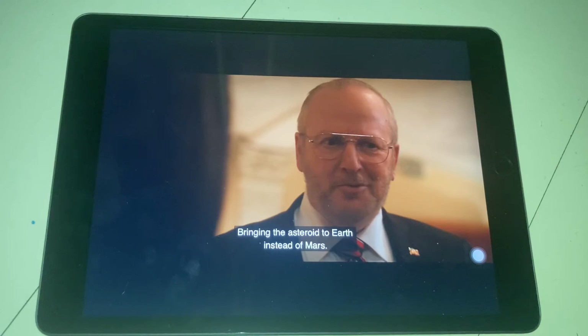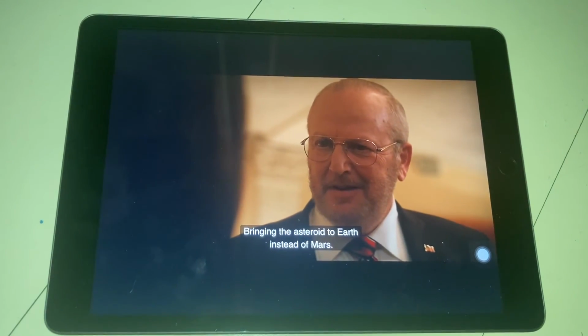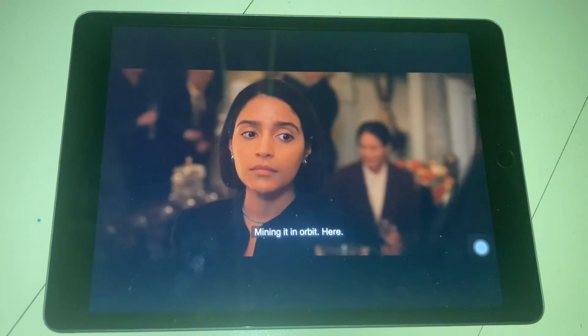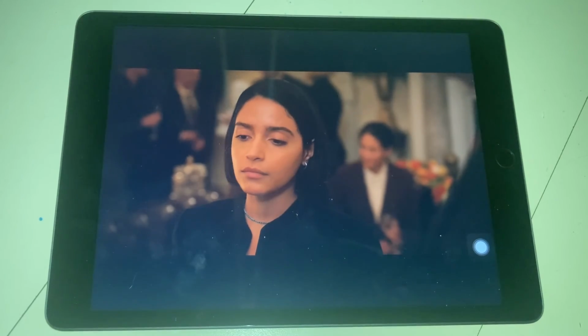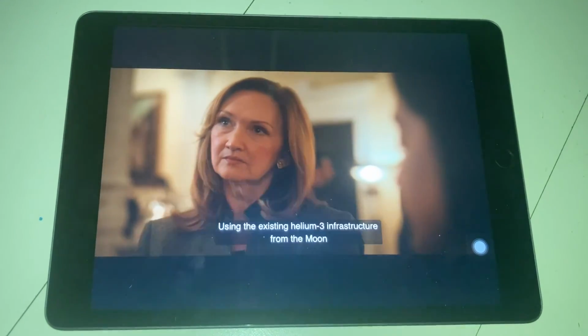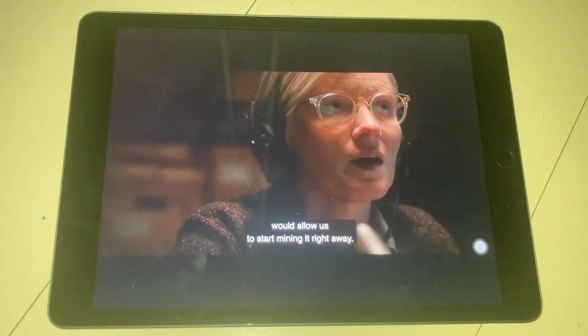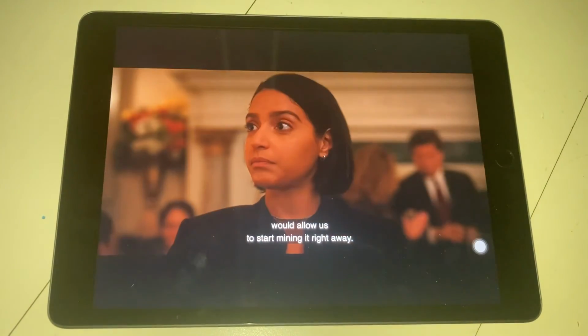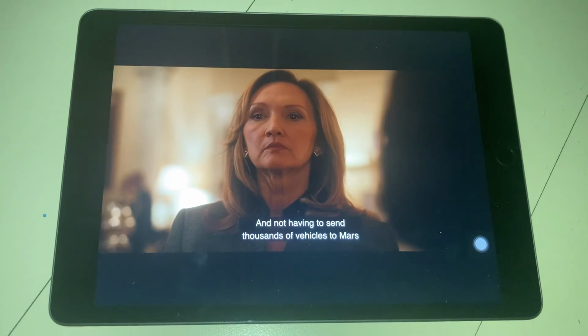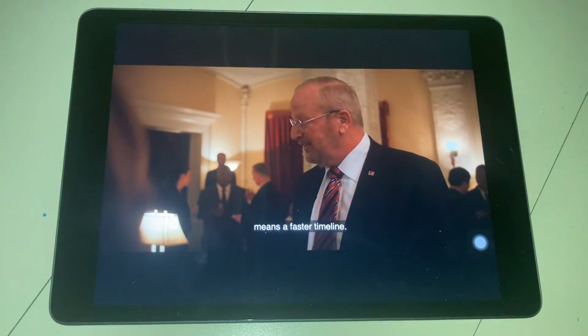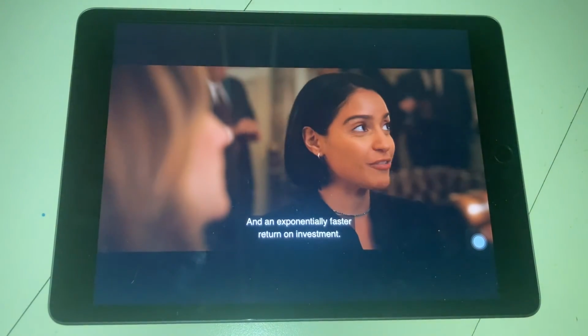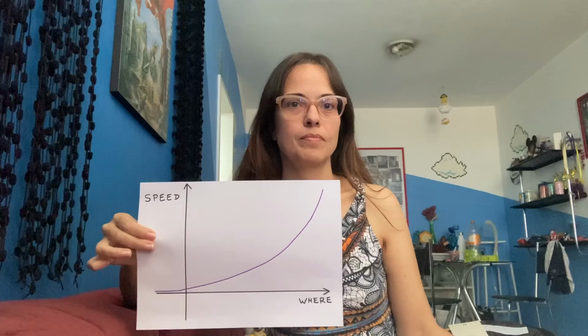Bringing the asteroid to Earth instead of Mars, mining it in orbit here. Using the existing helium-3 infrastructure from the moon would allow us to start mining it right away. And not having to send thousands of vehicles to Mars means a faster timeline. And an exponentially faster return on investment.